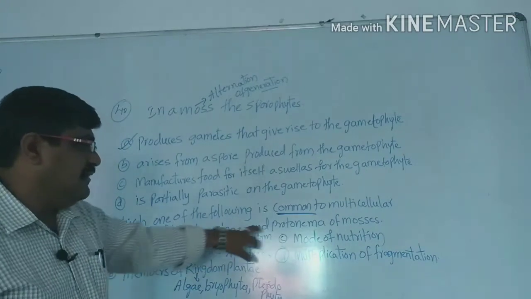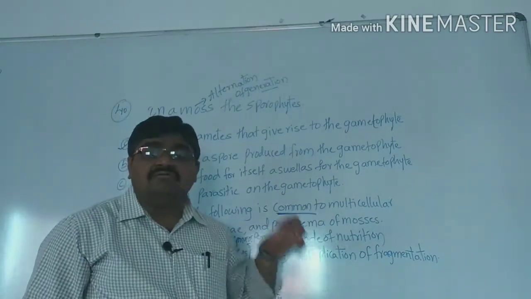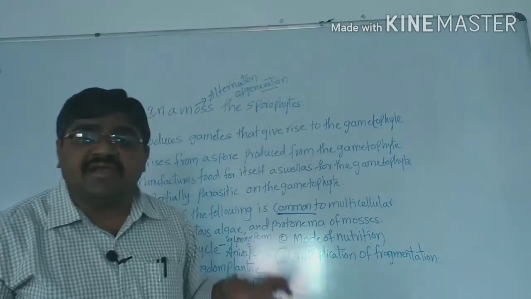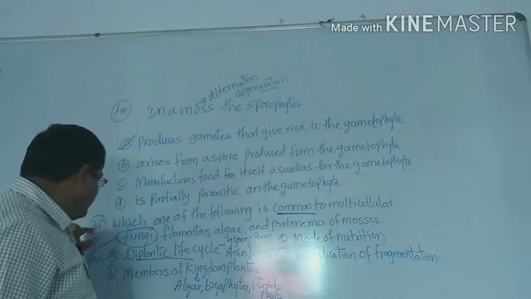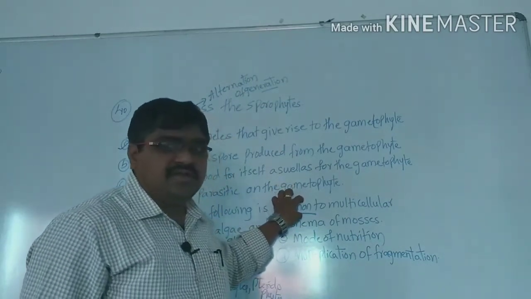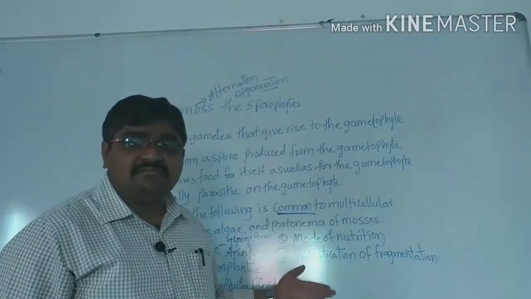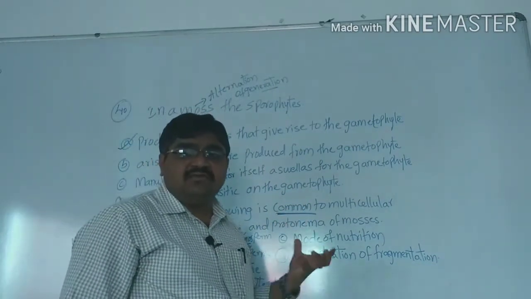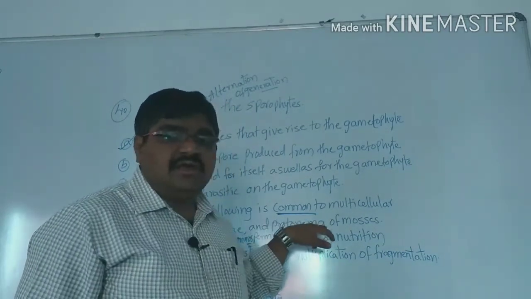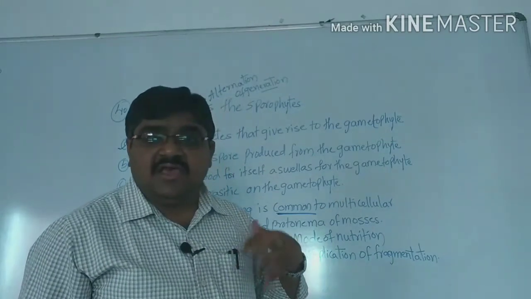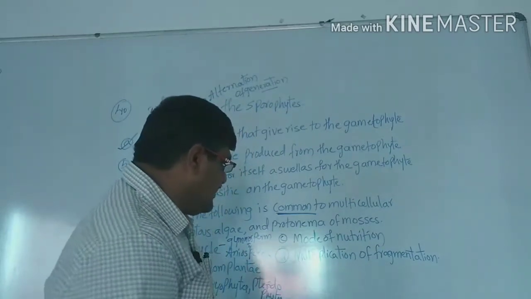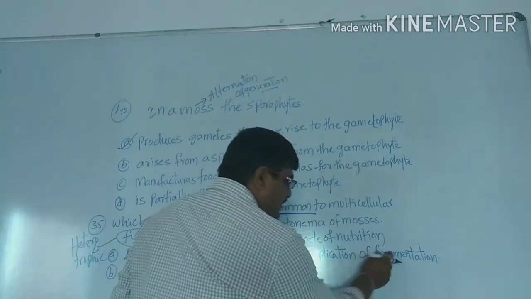But algae and bryophytes are chlorophyllous organisms. That means they have chlorophyll pigment, so they are autotrophic in nature. But the fungi is heterotrophic. So here there is no common point. If these were all chlorophyllous, then we could take it as a common point. But fungi show heterotrophic, and the remaining two, algae and mosses, show autotrophic nature. And the last one, if you see here, is multiplication by fragmentation.